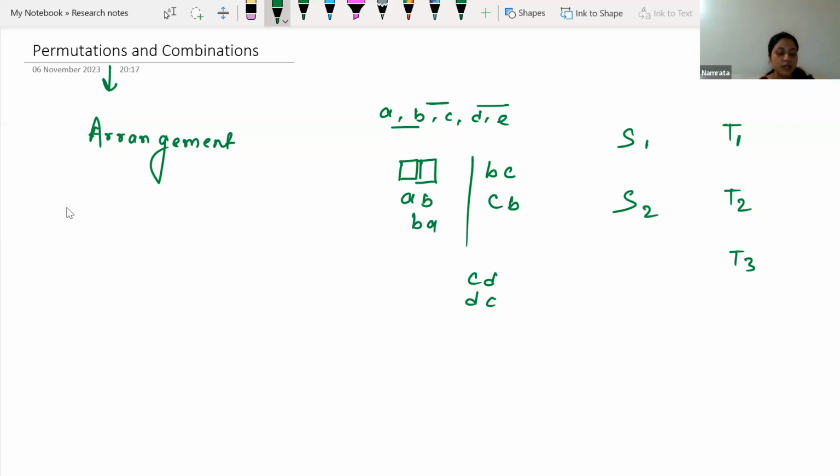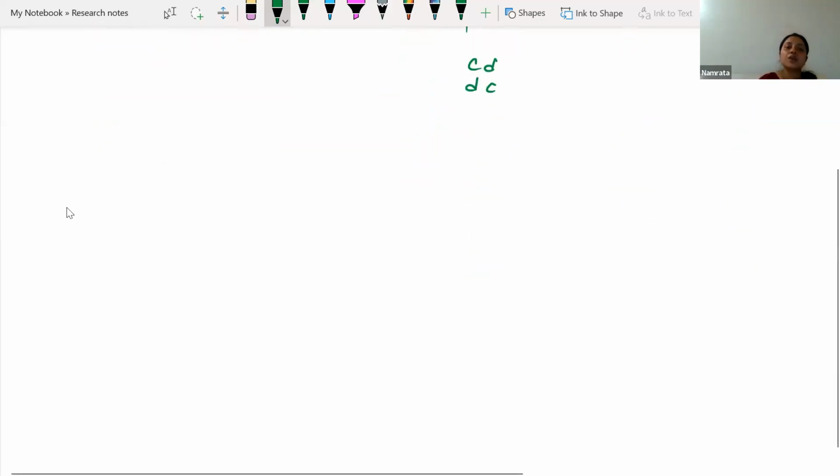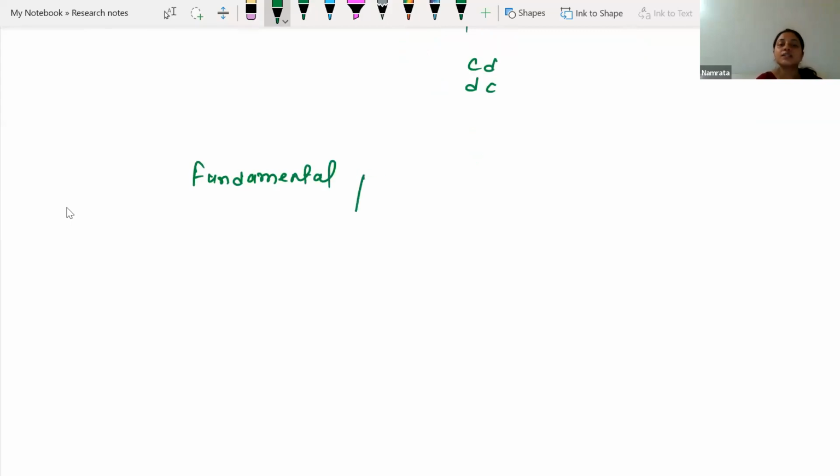Let's start with the very basic concept. First we are going to discuss what the fundamental principle of counting is. What exactly does this rule say, what exactly does this principle say?